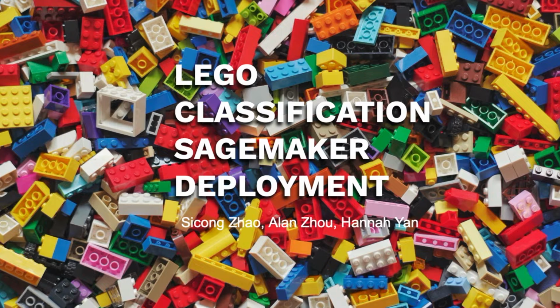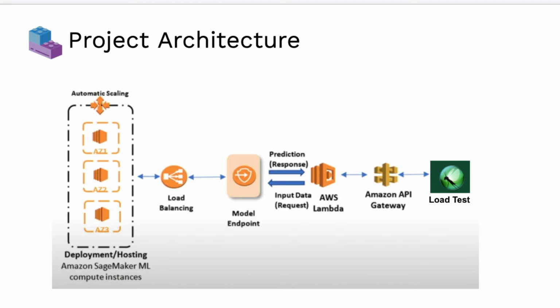Image classification is an important technique in computer vision that has wide applications such as boosting productivity. We used a Kaggle dataset consisting of 16 different types of Lego bricks, each in 200 x 200 pixel RGB images. Next, let's dive right into our project architecture.